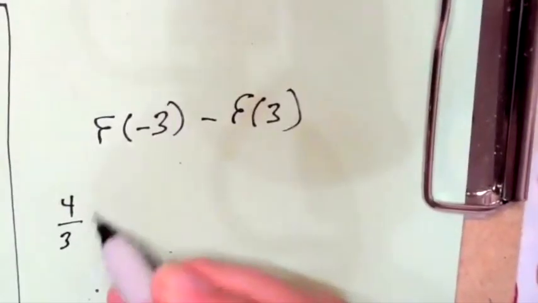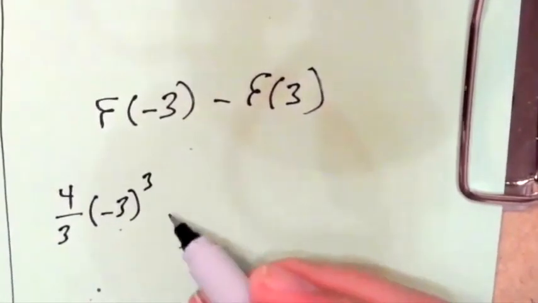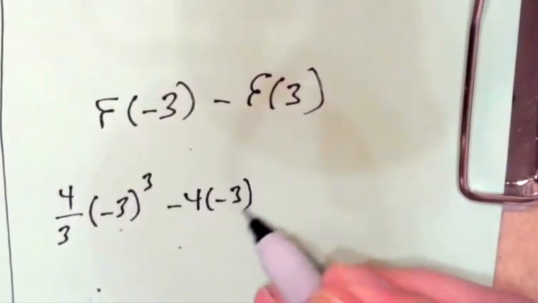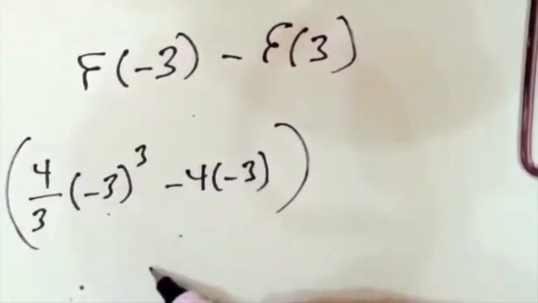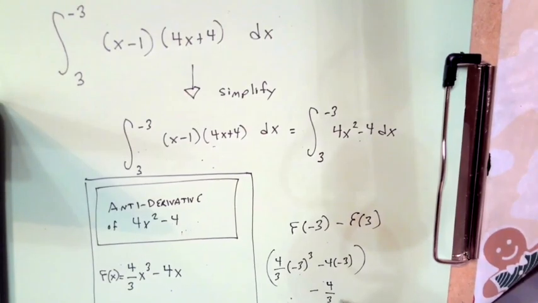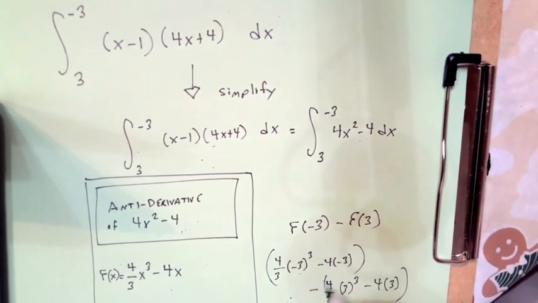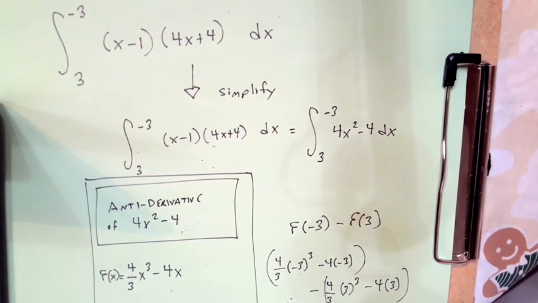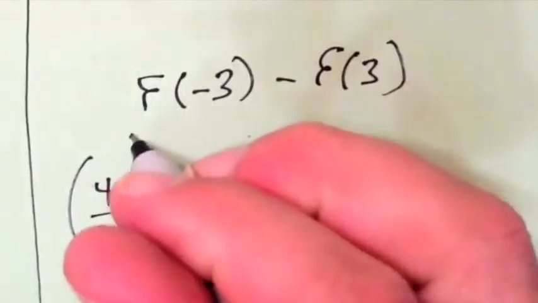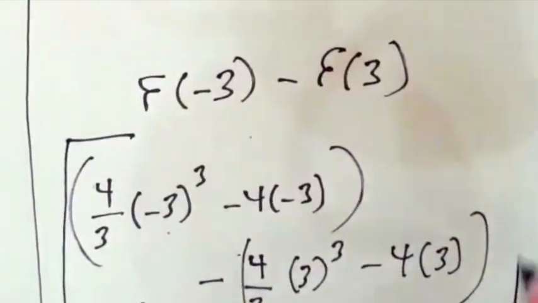We get 4/3 times negative 3 cubed minus 4 times negative 3. And this is all one thing. And then we're going to subtract 4/3 times 3 cubed minus 4 times 3. I need parentheses around both of these blocks because they're one computation that we're going to do together. So this is the calculation that would give you the final answer.